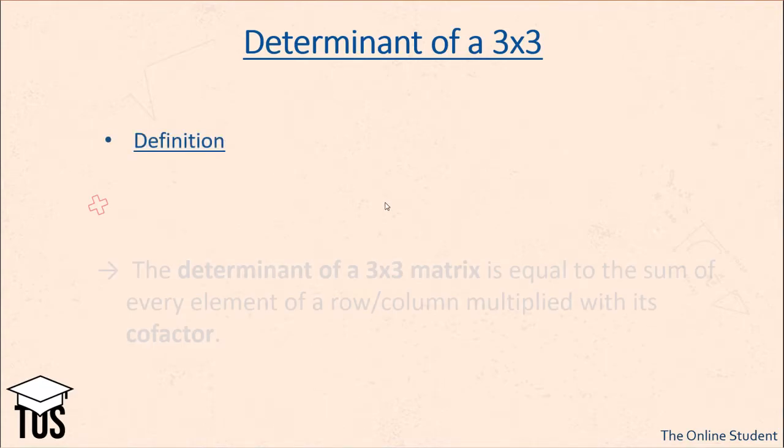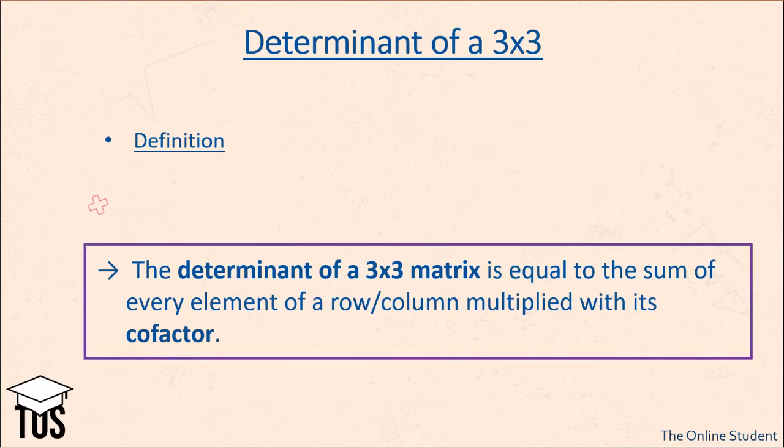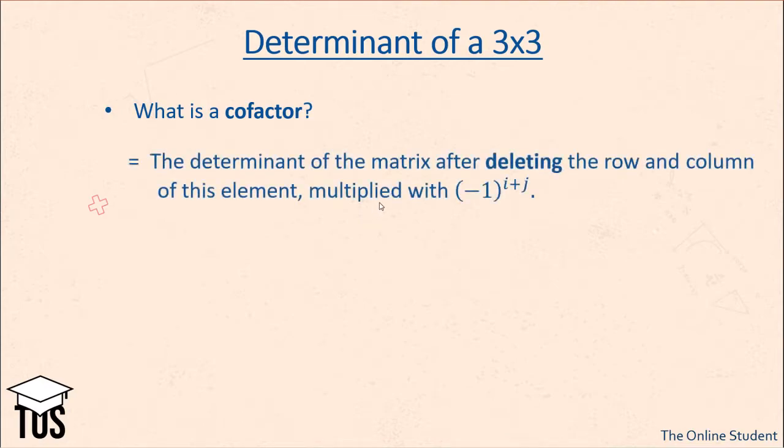We start off by looking at the definition. The determinant of a 3x3 matrix is equal to the sum of every element of a row or column multiplied with its cofactor. But you might be wondering, what is a cofactor? Well, the cofactor is the determinant of the matrix after deleting the row and the column of this element, and we multiply it with -1 to the power of i plus j, where i represents the number of the row and j represents the number of the column.